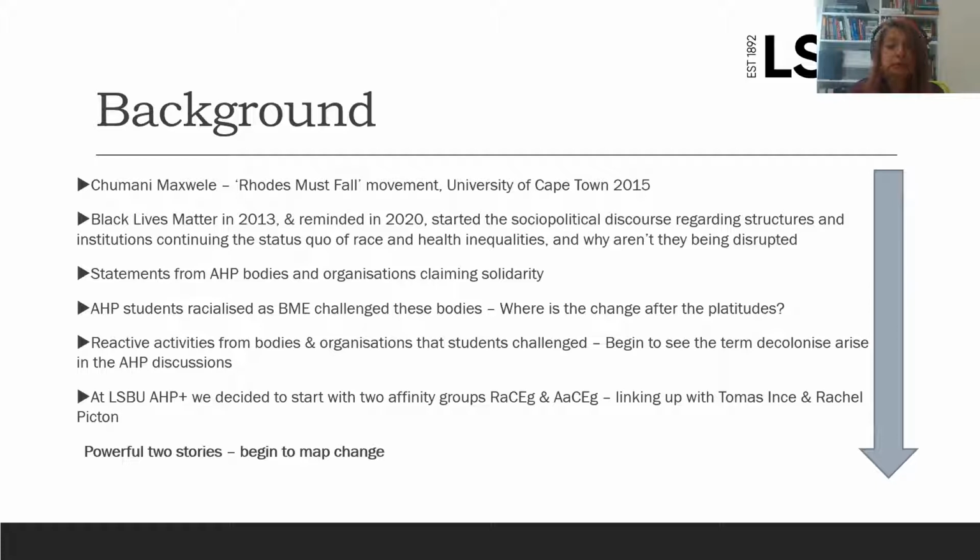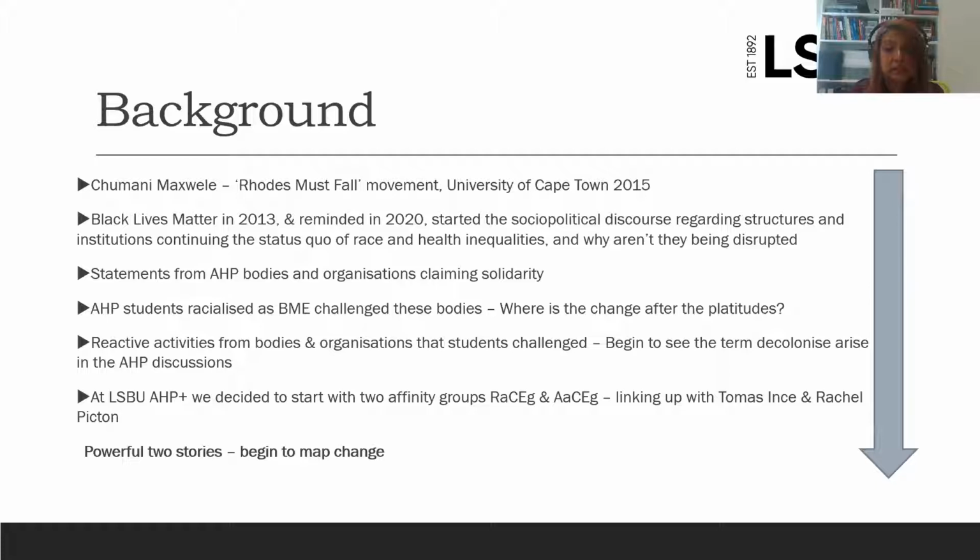At LSBU, we have collaborated with AHP students and staff and convened 2 safe spaces to have discussions, gain support and advice. These are 2 affinity groups, Race and Cultural Equity Group, RACE-G, for students and staff who identify as racialised as BME, and Allyship and Cultural Equity Group, ACE-G, for students and staff who racialise as white. It has a flattened hierarchy. All who attend come to the table as equals.